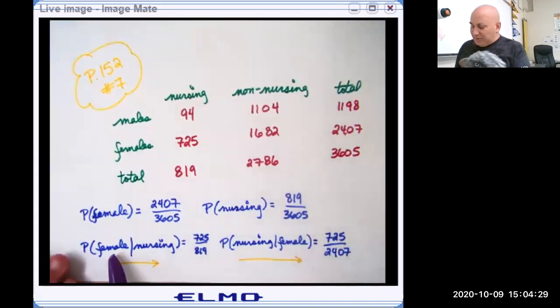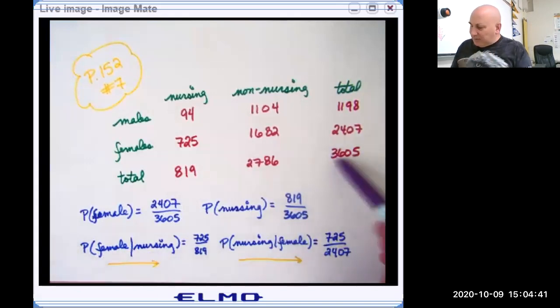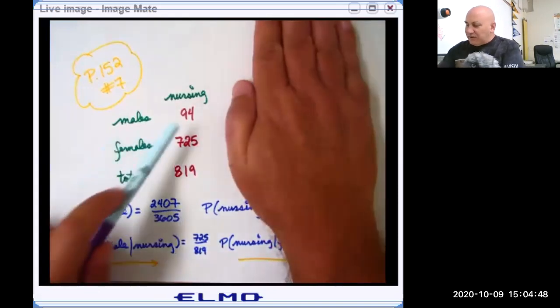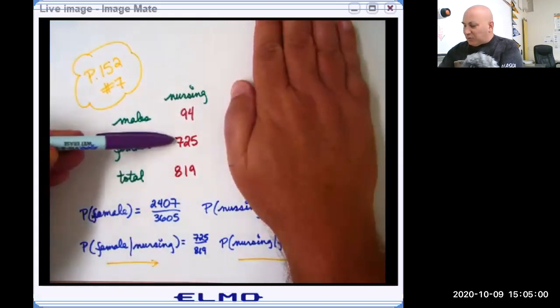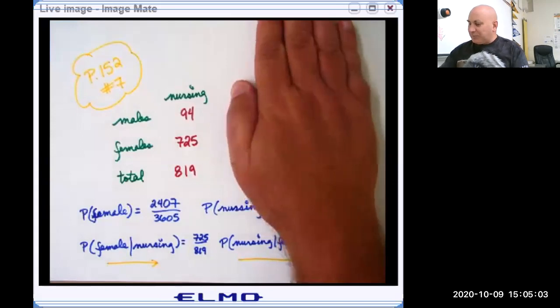Now, what is the probability that you choose a woman given that the person you've chosen is a nursing student? Now, we're not dealing with 3,605 students anymore. Given that they're a nursing student, we're only dealing with 819 students now. So what's the probability that we choose a woman given that we've chosen a nursing student? Now that probability is 725 out of 819.